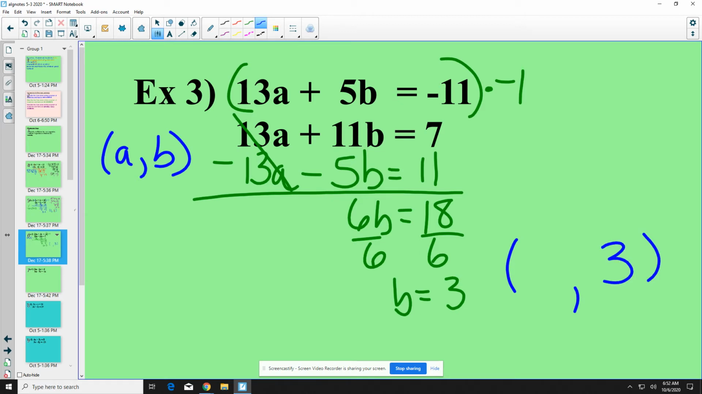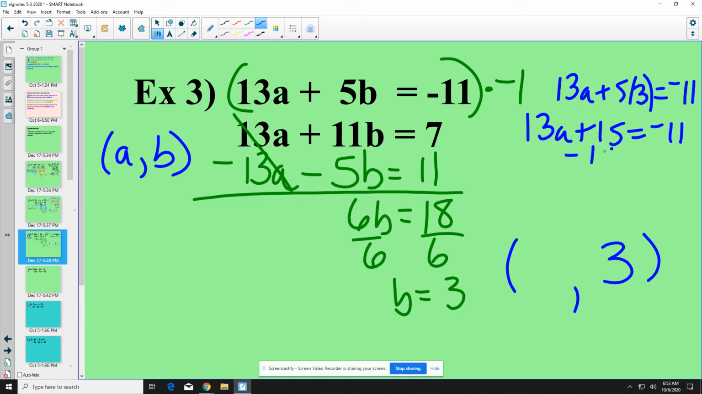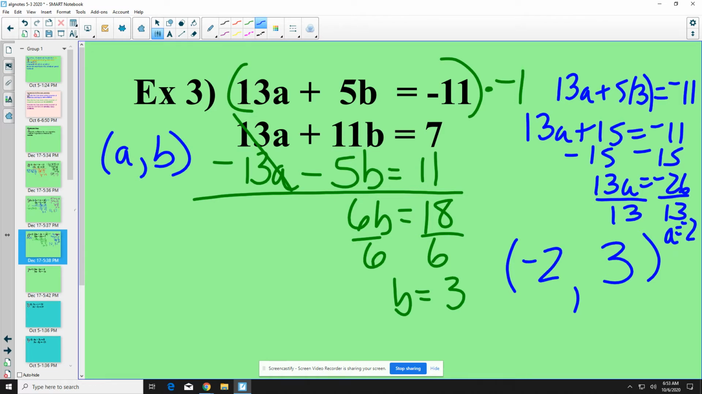So what I'm going to do is take 3 and plug it in for b. I'll just use the top one. So I'll have 13a plus 5 times 3 equals negative 11. Well, 5 times 3 is 15. I'm going to take away 15 from both sides. I'll get 13a equals negative 26. Divide by 13, I'll get a equals negative 2. So my solution would be negative 2, 3.